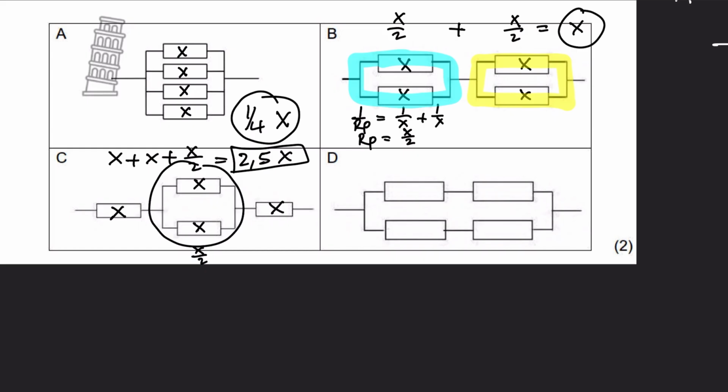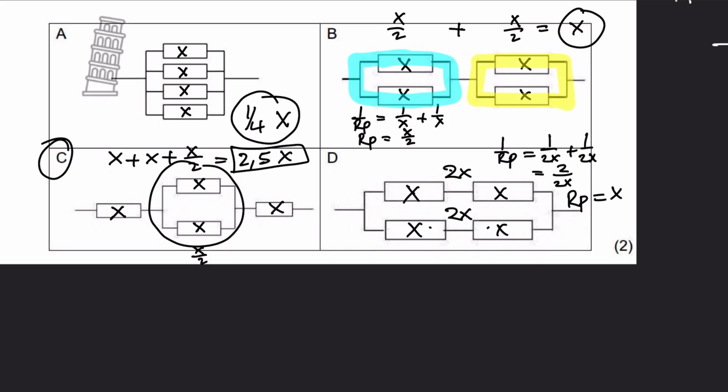All right, let's look at D. If that's x and that's x, that's x and that's x, we add these two, so that's going to be 2x. We add these two, that's going to be 2x. So 1 over R parallel is equal to 1 over 2x plus 1 over 2x. That's going to be 2 over 2x. That means R parallel is just going to equal x. So quite clearly we can see that the greatest one is going to be C.